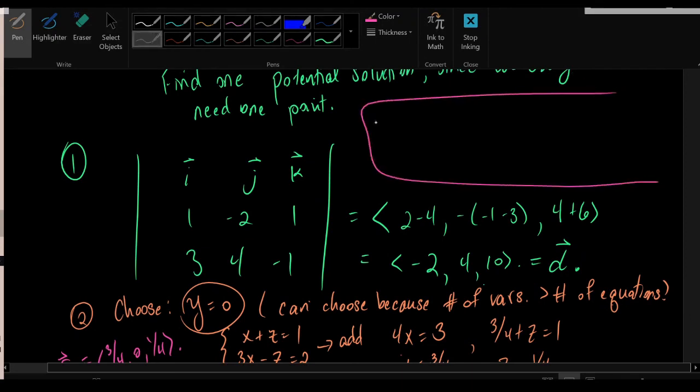To finish this out, I would say the line where these two planes intersect, one possible answer for parameterization is the direction vector d that we calculated with the cross product, plus this one particular point on the line, which I found was 3 over 4, 0, 1 over 4.